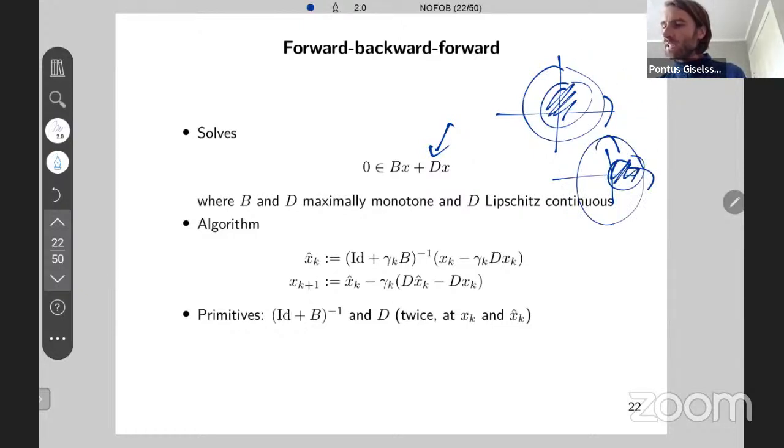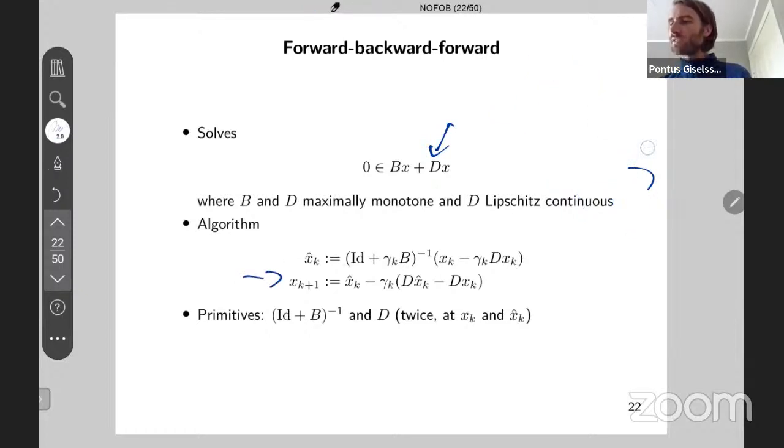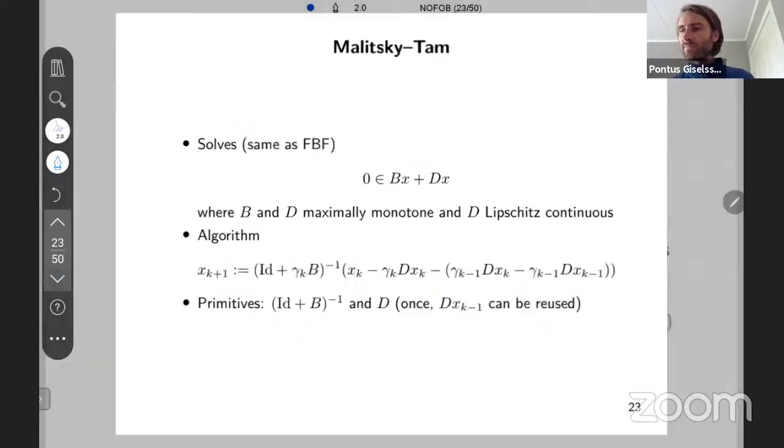In cocoercive, we didn't need this extra step, but now when D is Lipschitz continuous, we need to have some type of correction step to have convergence. But again, we have the resolvent, and then we just evaluate D, the single value, we just apply it. And this time, we need to apply it twice, once to xk and once to x hat k.